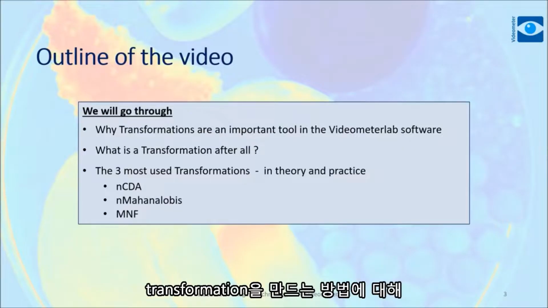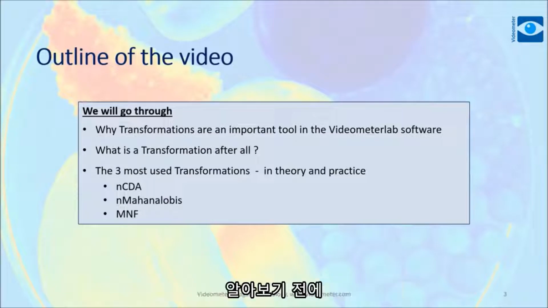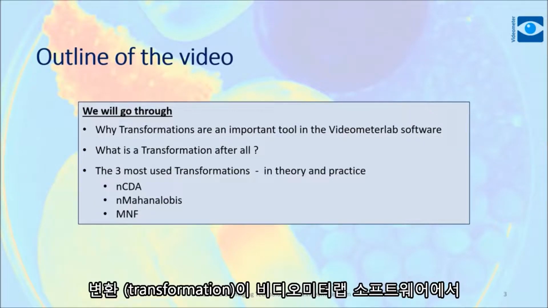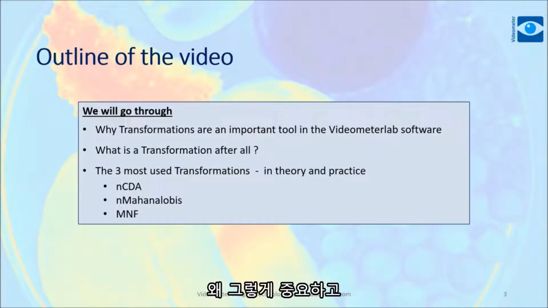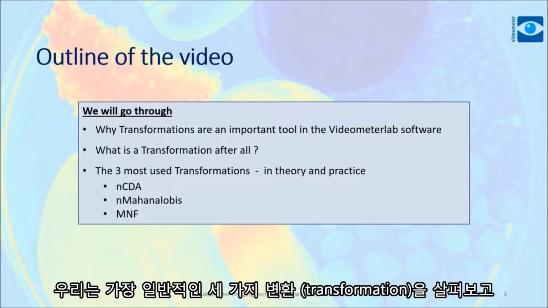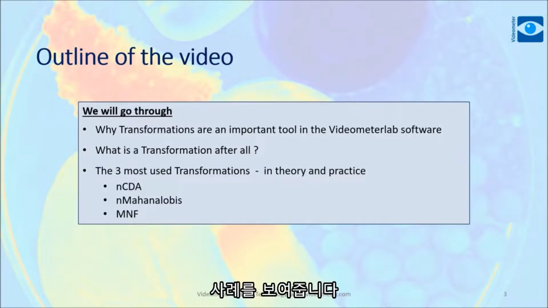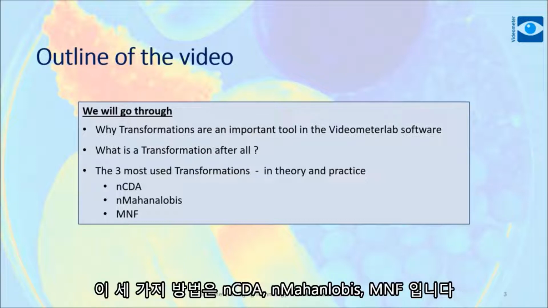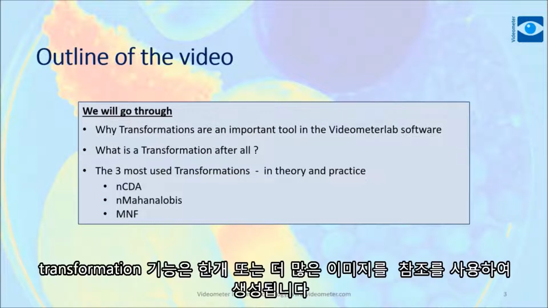Before going into how to create transformations, we will briefly go through why transformations are such an important and powerful tool in the Videometer software and what a transformation is after all. After this brief introduction, we will look into the three most general transformations and show some use cases of how and when to apply them. These three methods being the NCDA, the N-Mahalanobis, and MNF.